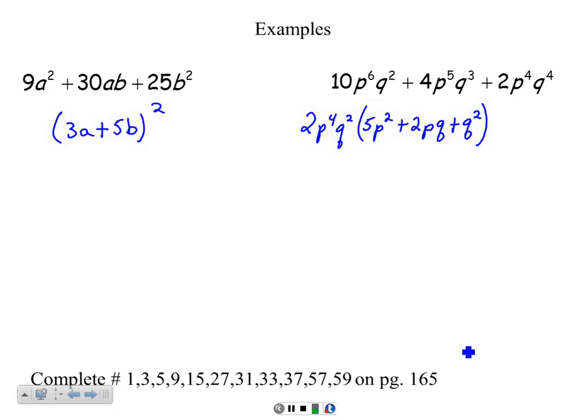Alright, so this is probably one of the toughest things that we've done, so I'd like for you to complete these problems on page 165, and if you have any problems, then bring them into class.